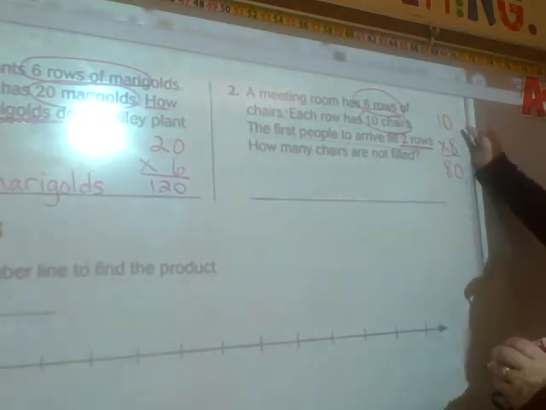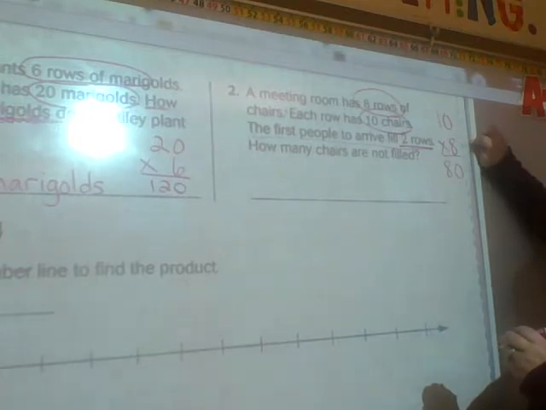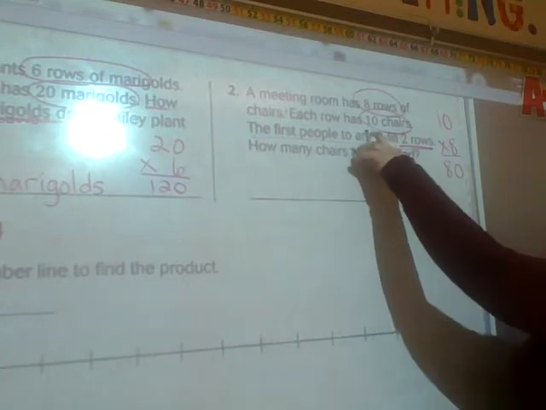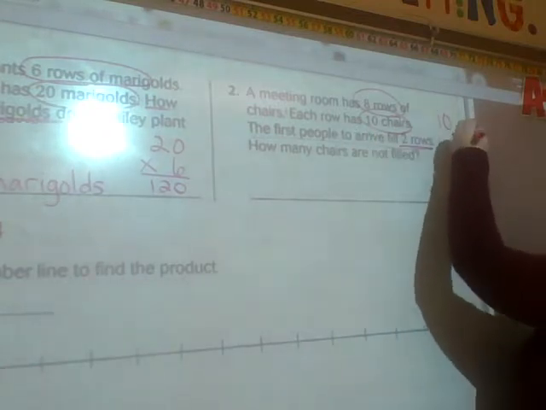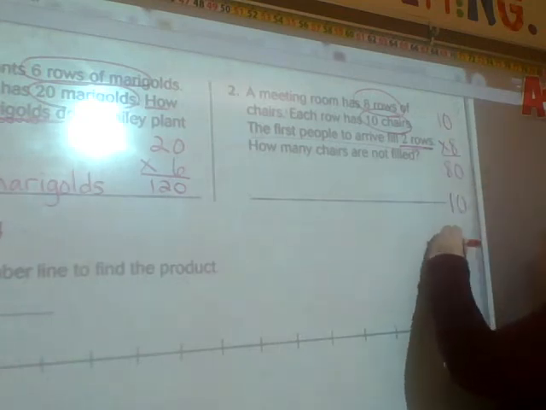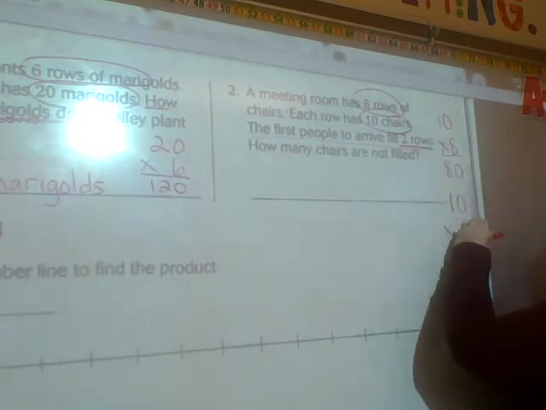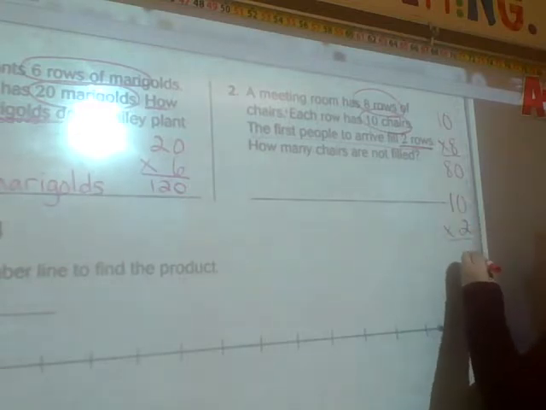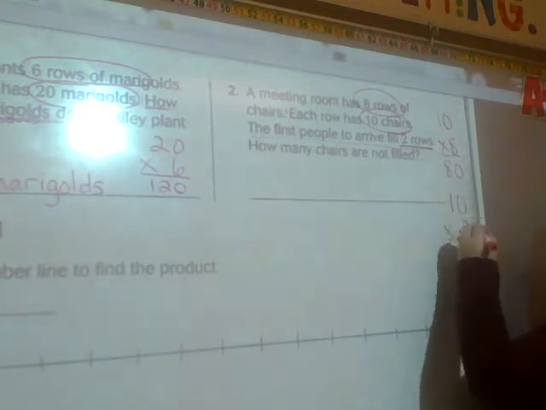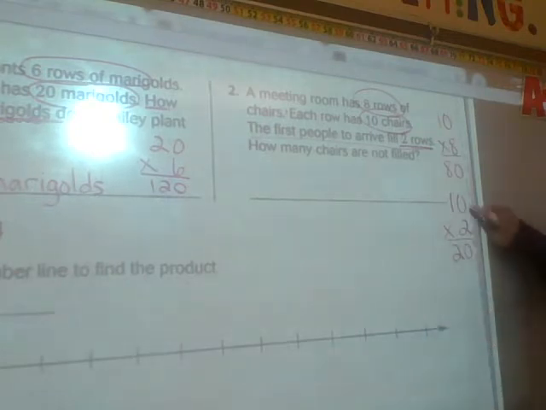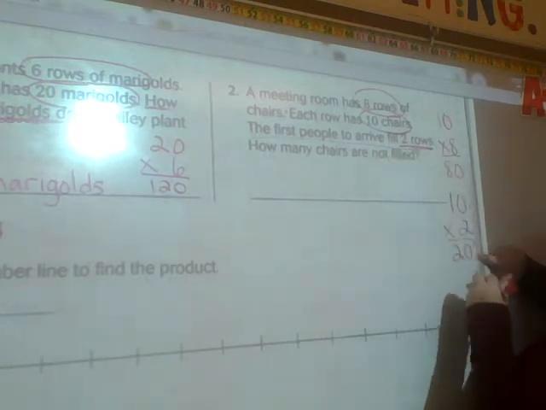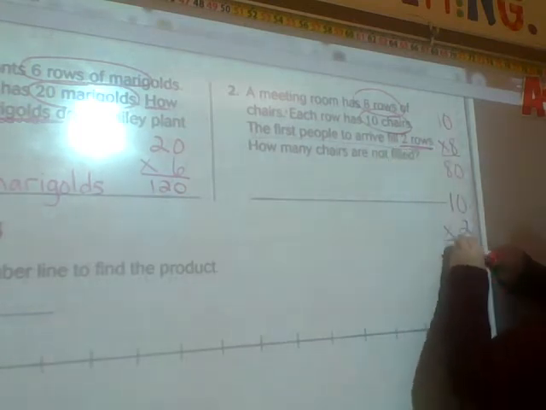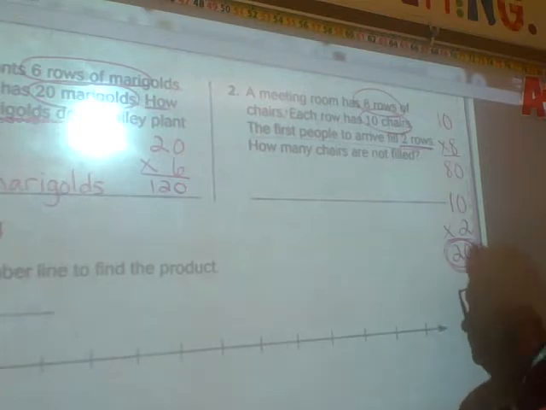So we want to know how many rows or how many chairs are not filled. If each row contains 10 chairs, what would 10 times 2 rows be? 0 times 2 is 0. 1 times 2 is 2. So 10 times 2 is 20. The first people to arrive fill 2 rows. So now we know there's 20 people that are already there.